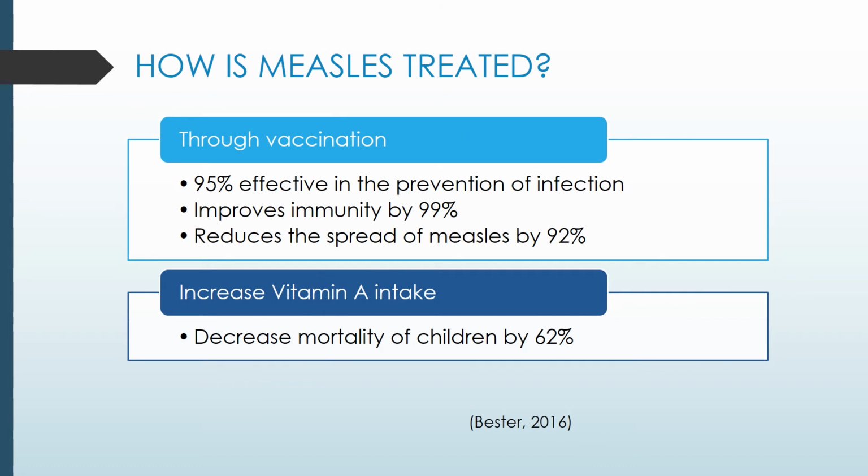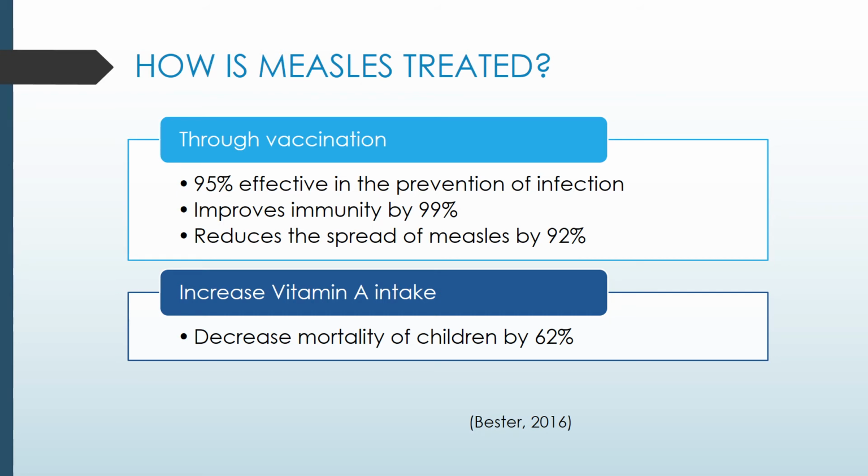One of the proven ways to prevent measles is through vaccination, as it has been proven to increase prevention of measles by 95%. It improves immunity by 99% and also reduces the spread of measles by 92%.